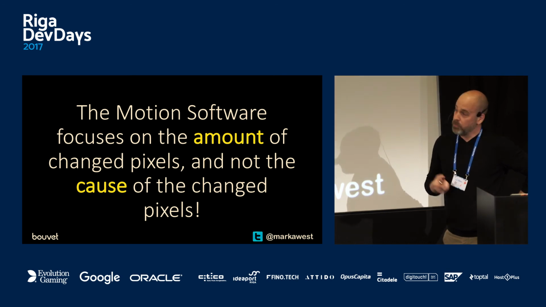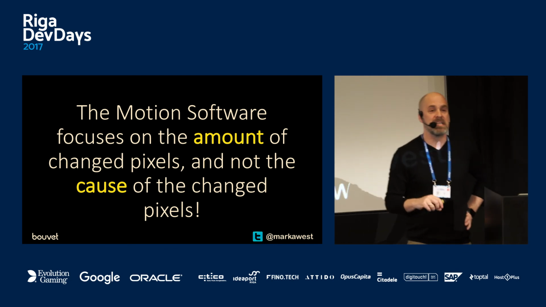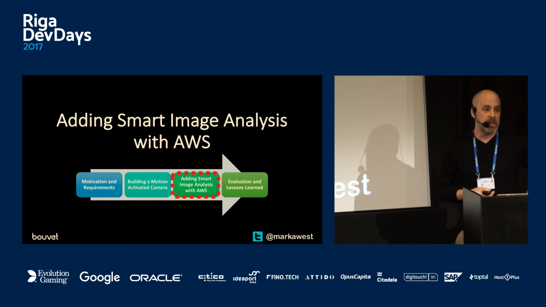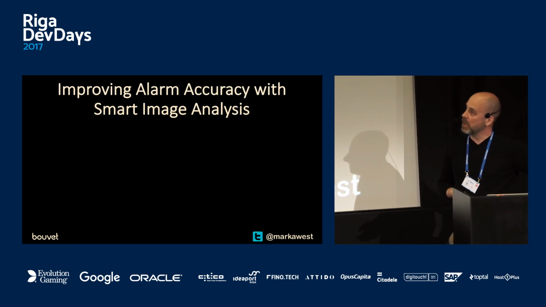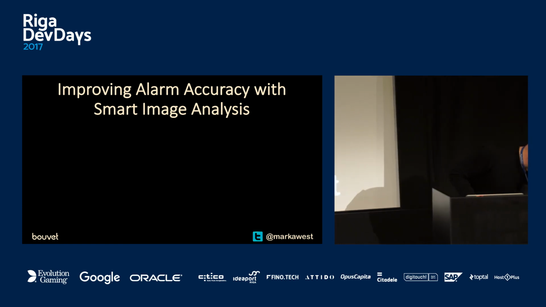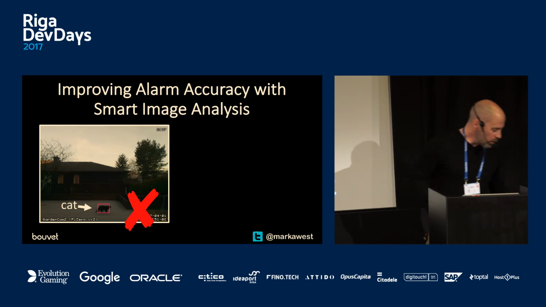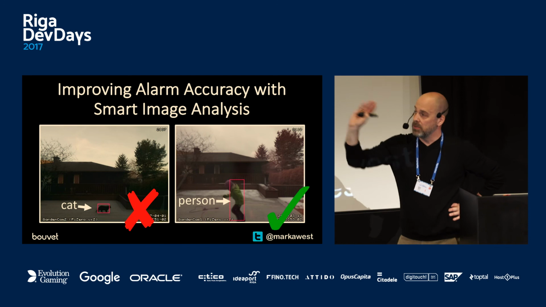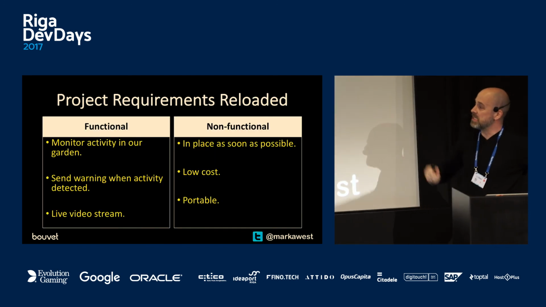So the problem is, of course, Motion. Motion is a great piece of software, works out of the box, but it only cares about the amount of pixels changing from frame to frame. It doesn't care about why those pixels are changing. It has no intelligence. So I needed to add some kind of smart image analysis to the camera. What I wanted was basically a filter that would say, no, do not send this email, and yes, send this email.